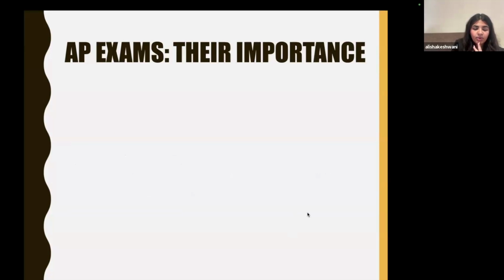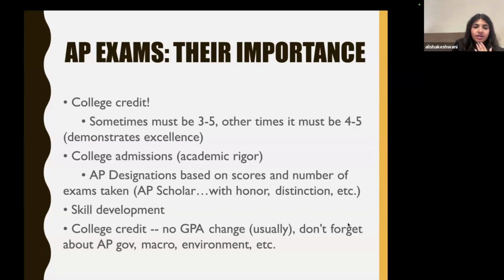So a little bit about the importance of AP exams, which I feel like a lot of people, especially early in high school, like in ninth and 10th grade, might not be aware of. A lot of the times when you take these AP exams, you can get college credit. A lot of the times you have to have a passing score, so a 3 to a 5. For some schools, you're required to have a 4 or a 5, which demonstrates excellence, to get that college credit.